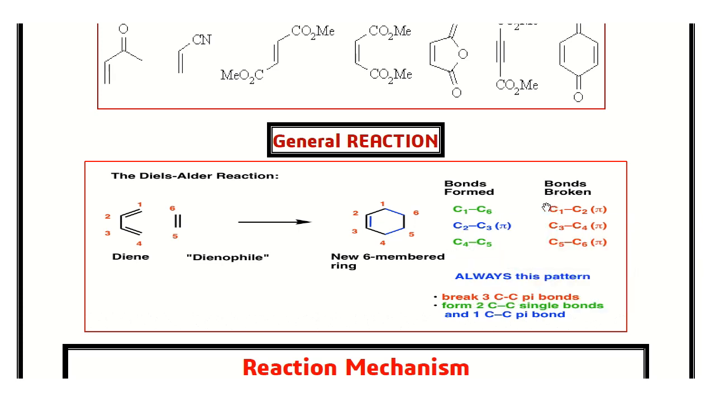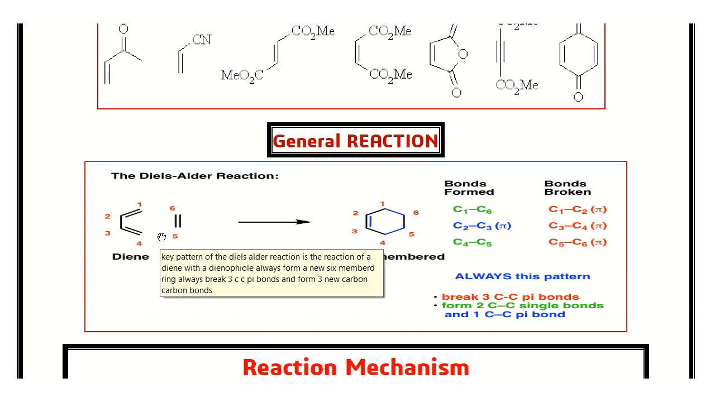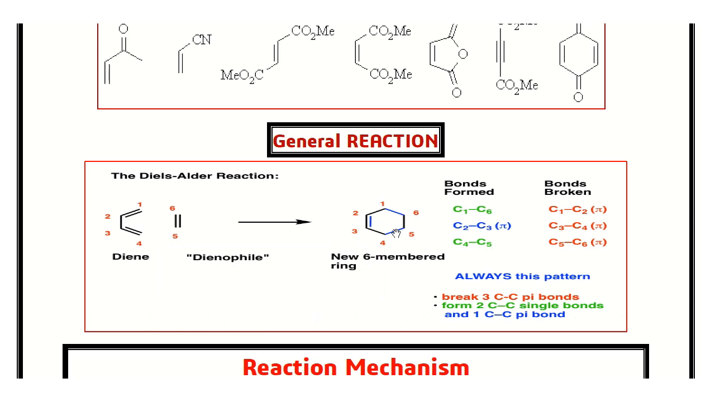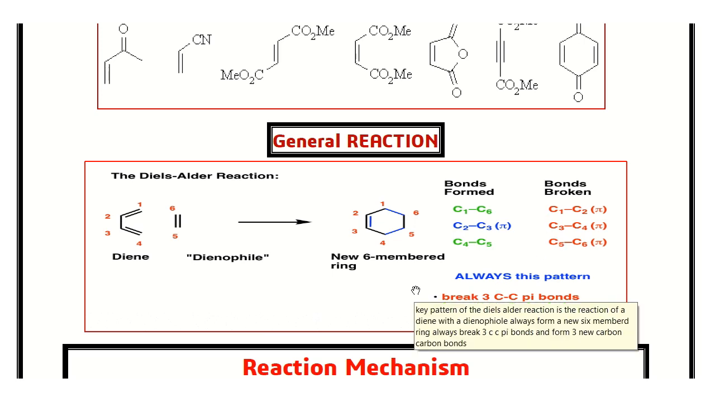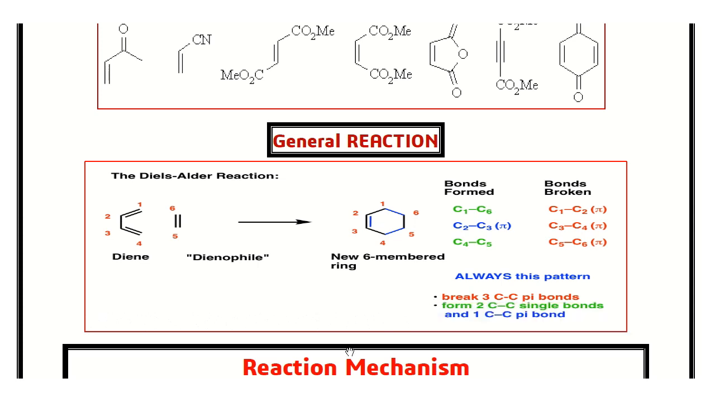Now let's observe which bonds are broken. This pi bond which is between carbon number 1 and 2 is going to be broken, and again this 3 and 4 carbon bond is broken. So overall there are 3 pi bonds which are going to be broken during this reaction. So this is the general reaction mechanism for all Diels-Alder reaction compounds.